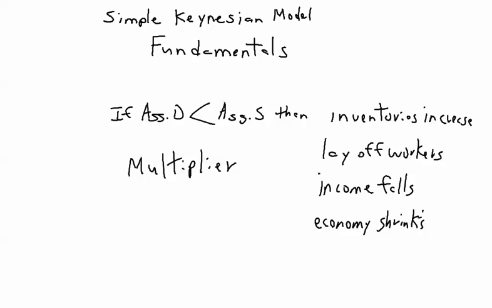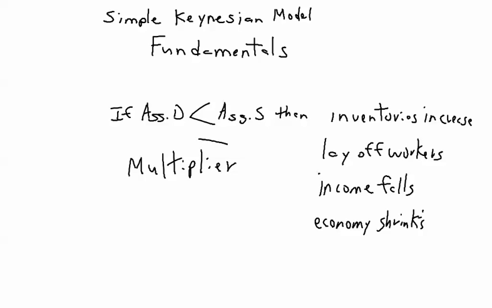So this multiplier is this kind of snowball effect that when you hire a worker, they go out and spend some money, which causes some other worker to be hired, who then in turn spends more money and causes another worker to be hired, and so forth. This is the idea of the multiplier.